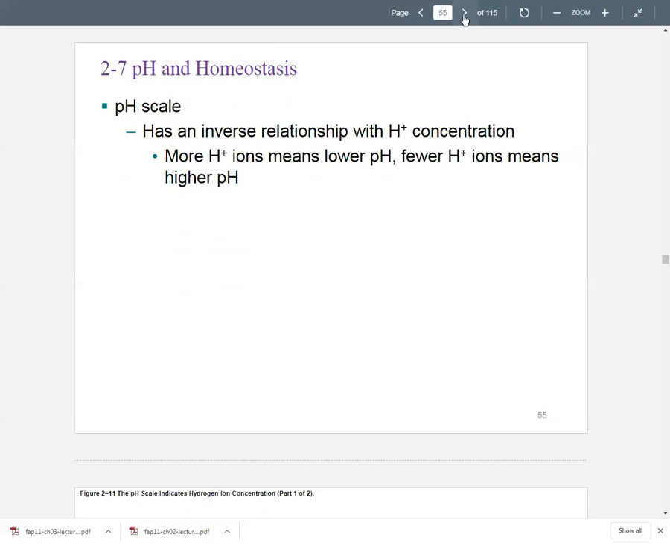All right, so pH scale. It has an inverse relationship with the hydrogen ion concentration. Again, that's what we said. More hydrogen ion concentration, lower pH. Fewer hydrogen ions, higher pH. Okay. Acids have more hydrogen ions and a lower pH. Bases have fewer hydrogen ions and a higher pH.